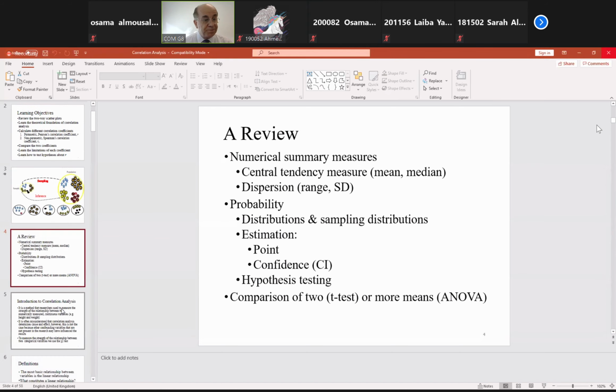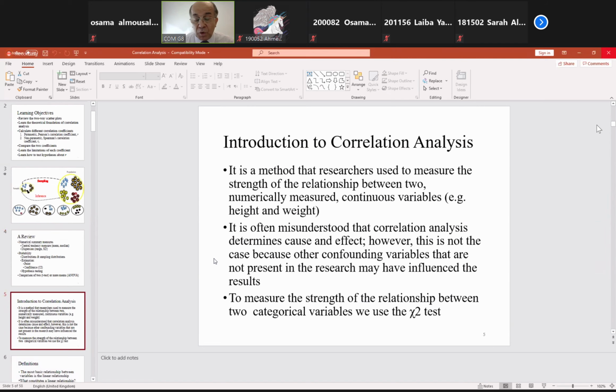Any questions? All right, so today we are going to talk about the relationship between two variables. Now, the correlation analysis, I'm going to make a little bit of an introduction. Researchers use this method to measure the strength of the relationship between two variables. You can notice from your data or from your daily experience that two variables are related to each other, but you cannot measure and quantify this relationship unless you have a statistical procedure.